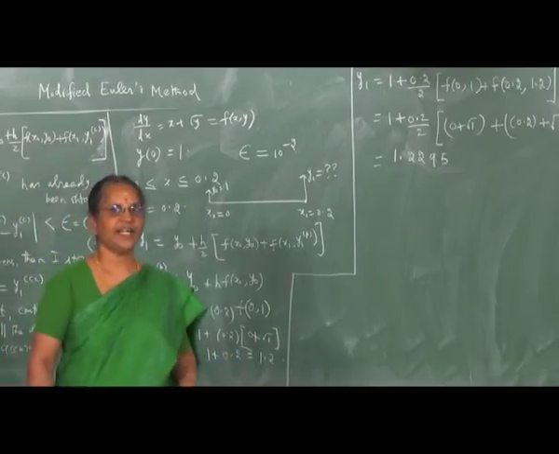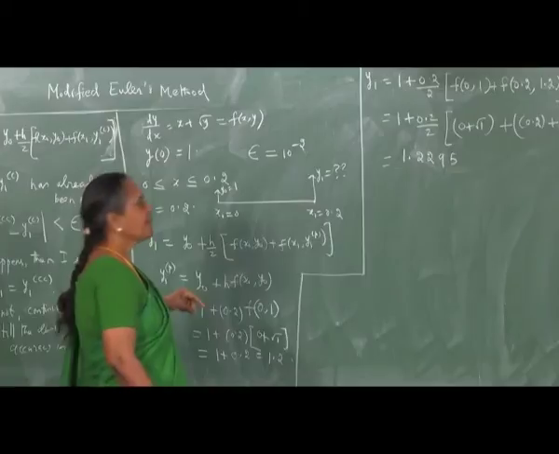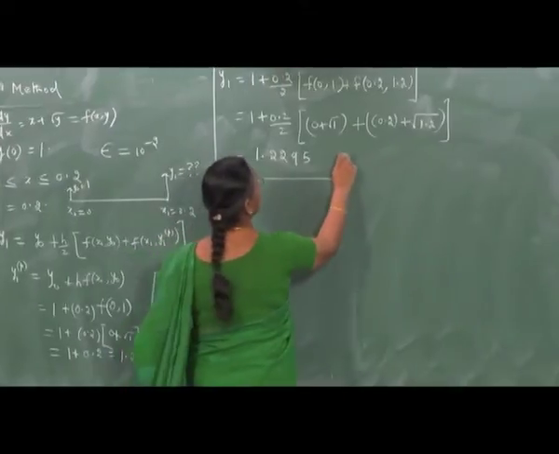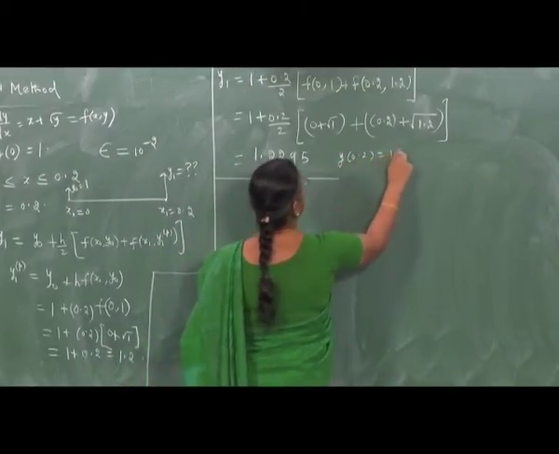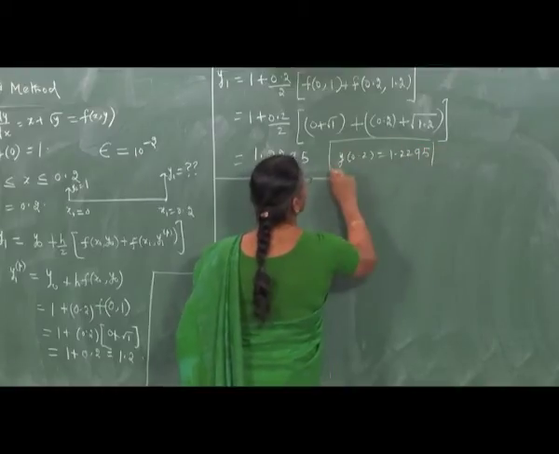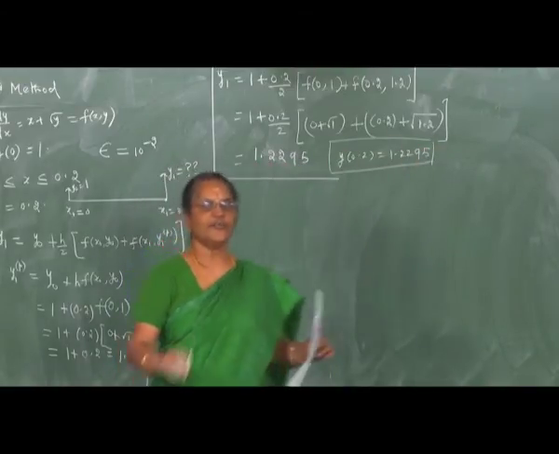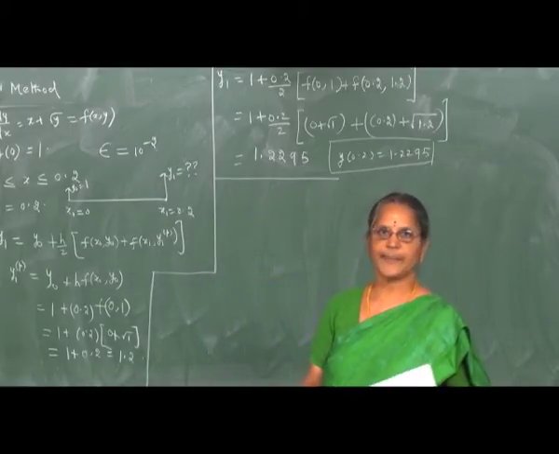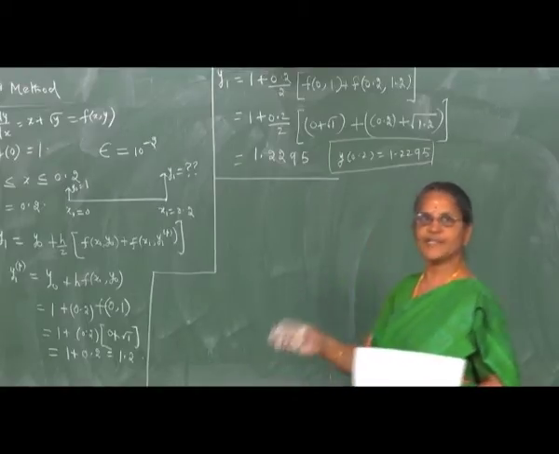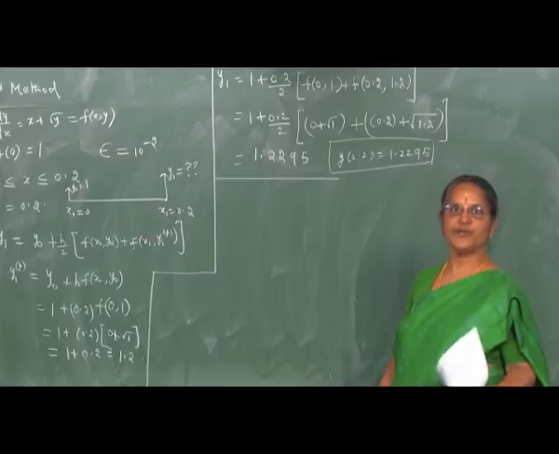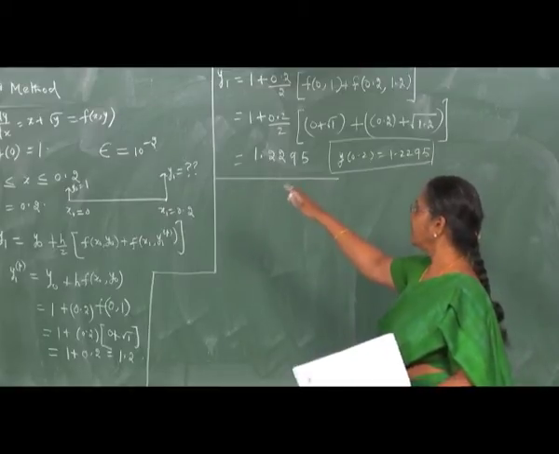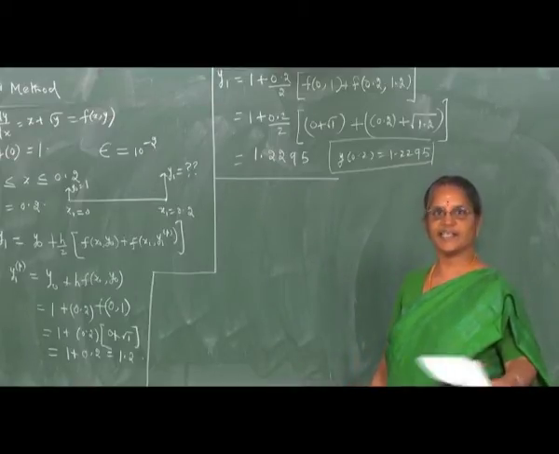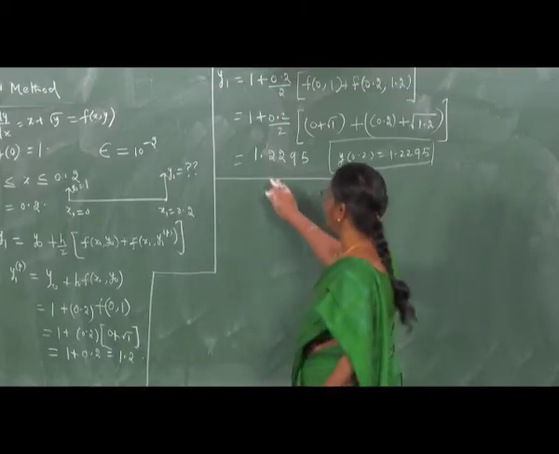If nothing is specified about the accuracy of your computation, you can stop here and say that the solution y at point 2 is 1.2295 and stop your computations, because you have not been asked to use modified Euler's method as a predictor corrector method. On the other hand, when some accuracy is specified and you are asked to compute the solution correct to the desired degree of accuracy, and you are asked to use modified Euler's method as a predictor corrector method, you cannot stop your computations here.